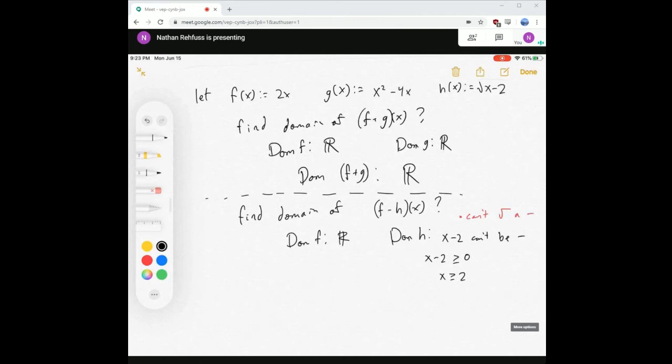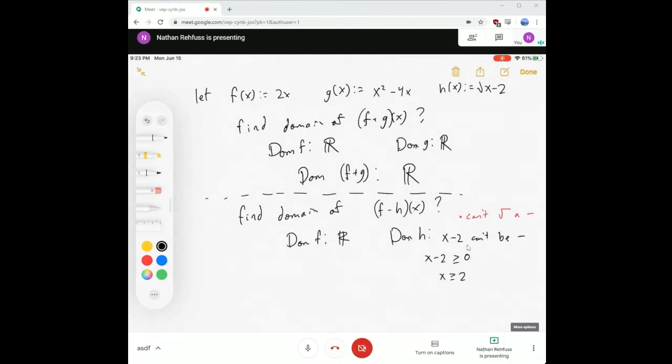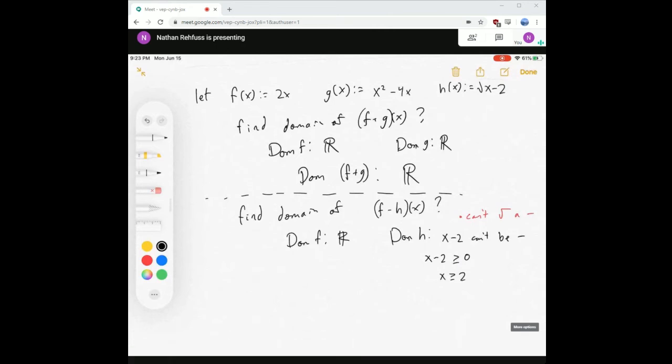A way to write this, no, you know what? x is greater than or equal to 2 is fine. I could also write it in interval notation. I could say x is in the interval starting at 2 and going up to infinity. So either one of those is fine.